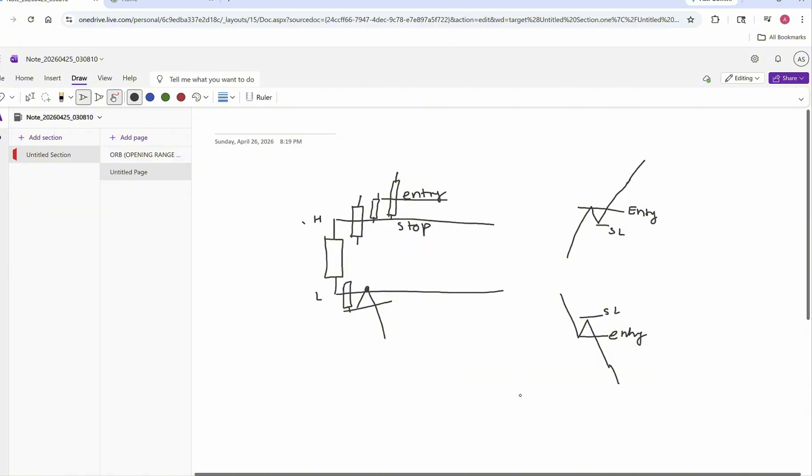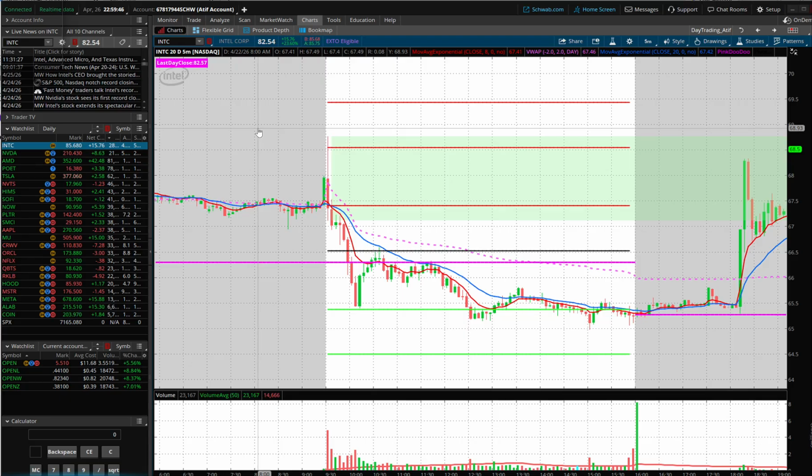Let me show you some real examples here. Okay, so let's have some real examples. And what do we have here? INTC, Intel. So you see this green shaded area, this is my 5 minute ORB area. And I'm using Thinkorswim, and I have a custom script which draws this area for me for every ticker. So I don't have to worry about drawing the lines every time.